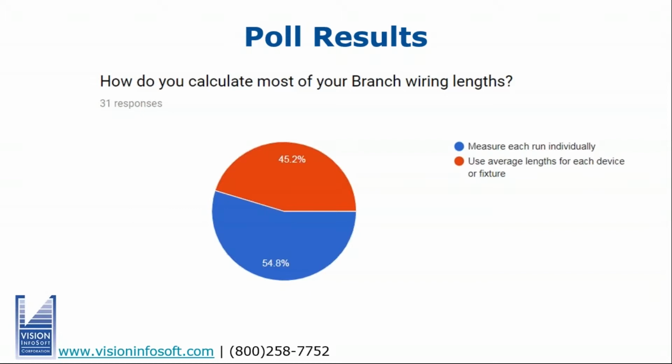The first poll question is, how do you calculate most of your branch wiring lengths? And I think we offered two options. Go ahead, Brian. Yeah, and pretty closely split. And I'll put it out there right away that I was taught the old school method, what I call old school. You measured every circuit on the drawings, whether you're doing it manually with an electronic device or doing it with electronic takeoff. You measured every run, either the way it was shown in the drawings or the way you thought it was going to be actually installed. I've really changed my mindset on that over the years, and you'll see some of the reasons for that as we go through the webinar today.